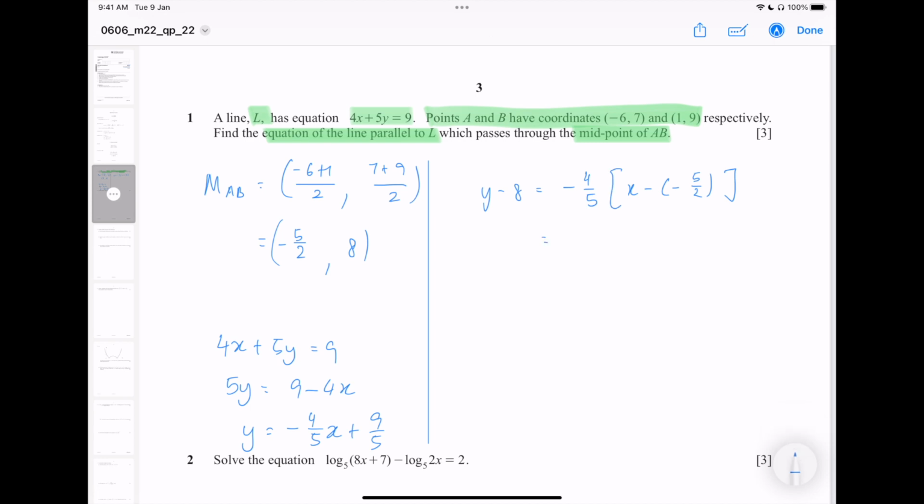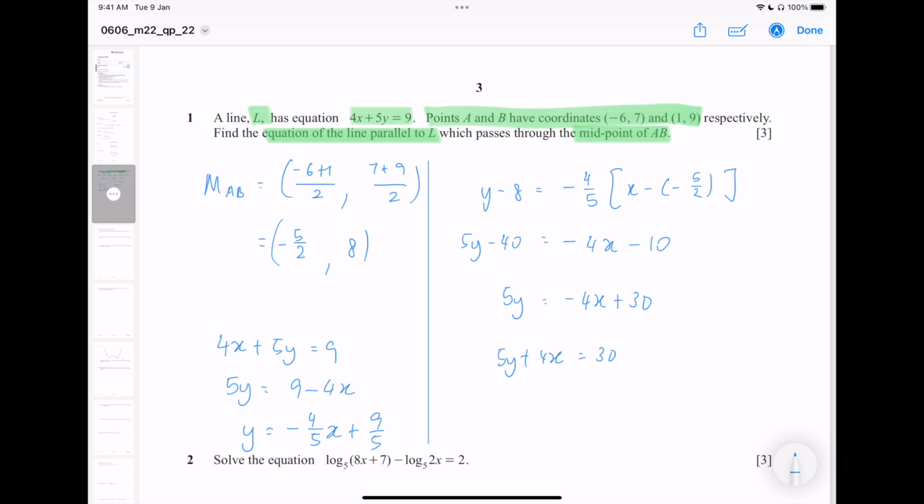So you'll have minus 4 over 5. You know what, I'm just going to times both sides by 5. So you're going to get 5y minus 40, then minus 4x plus minus 10. Okay. Now 5y equals minus 4x plus 30. And you can leave it like that, or you can leave it as 5y plus 4x equals 30, just so it looks nicer.